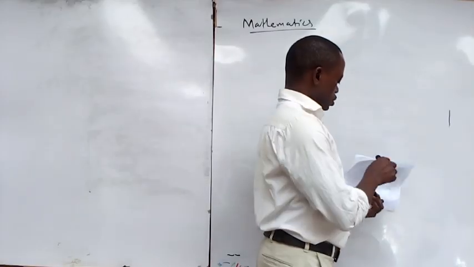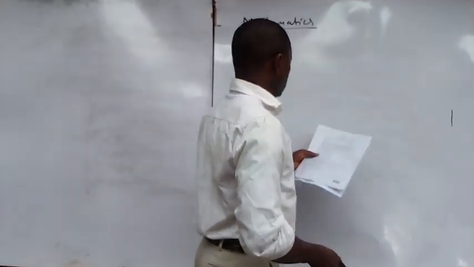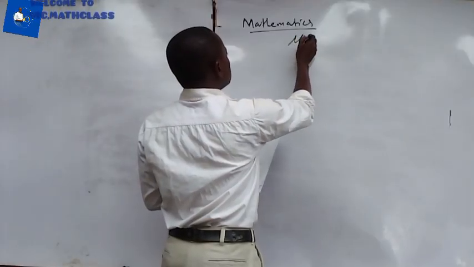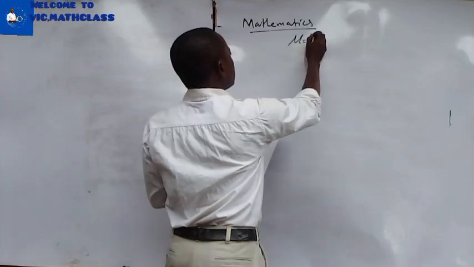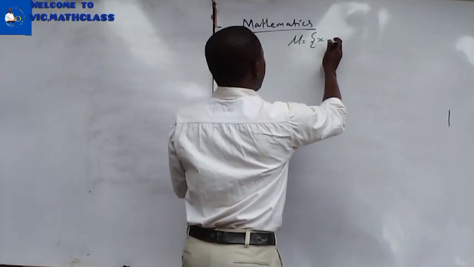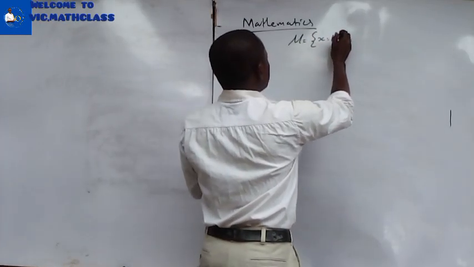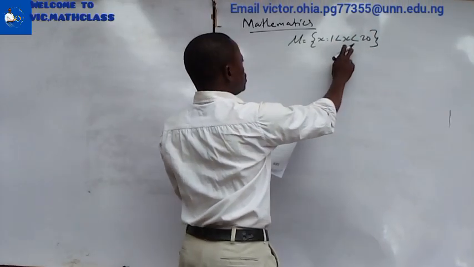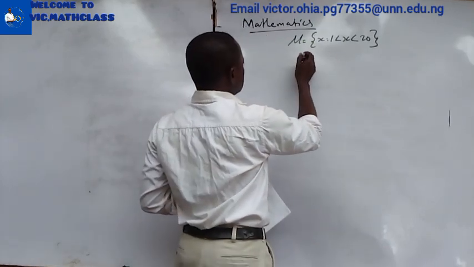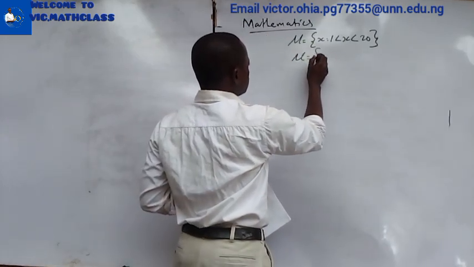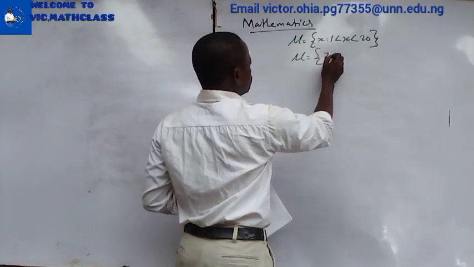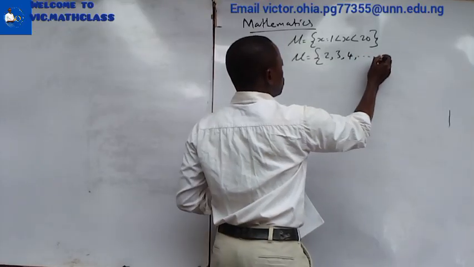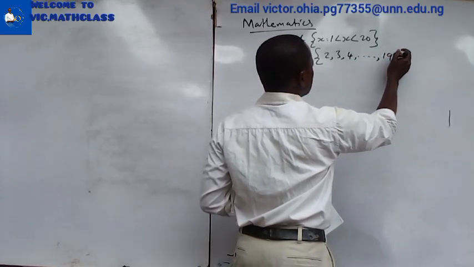The first thing we do is to make a list of the elements of the universal set U. We have this universal set comprising elements x such that 1 is less than x less than 20. You need to understand the meaning of this statement. The meaning is that U will comprise these elements: 2, 3, 4, comma, then 19. Why?